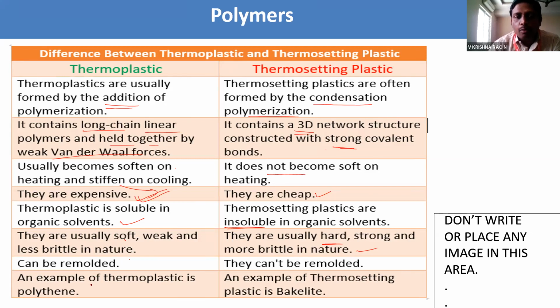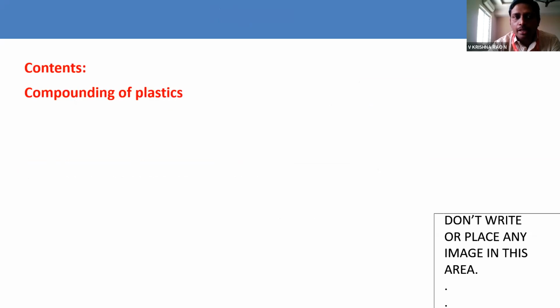Examples for thermoplastic resins: polythene is an example. For thermosetting, it is bakelite. Examples for thermoplastics are polythene, polyvinyl chloride, polystyrene. All these are examples for thermoplastics. Thermosettings, okay, an example for thermosetting plastics is bakelite. This is the difference between thermoplastics and thermosetting plastics.